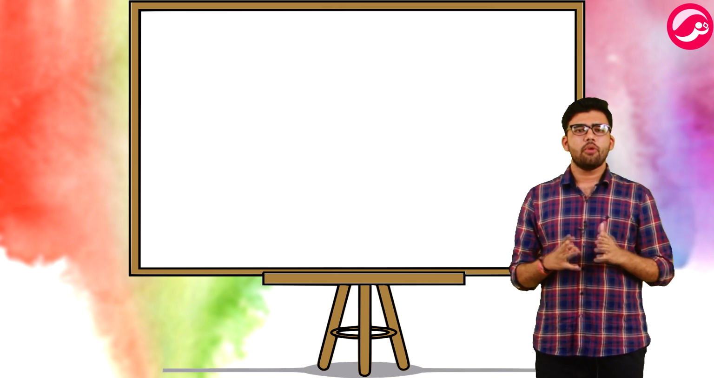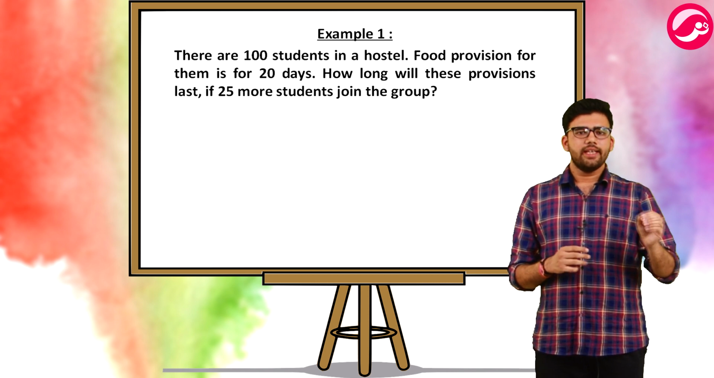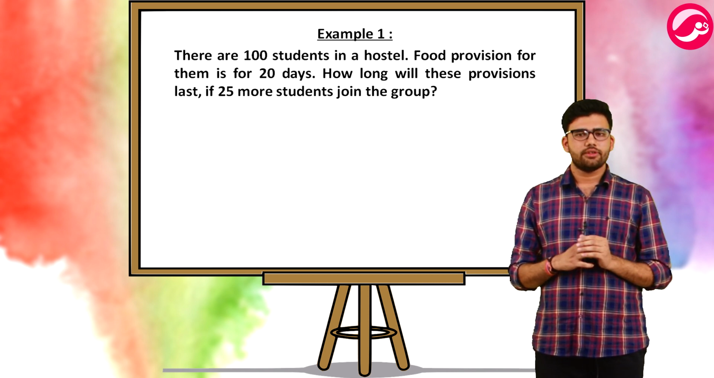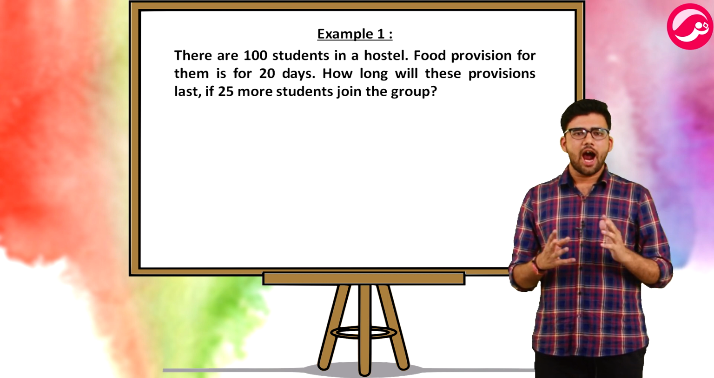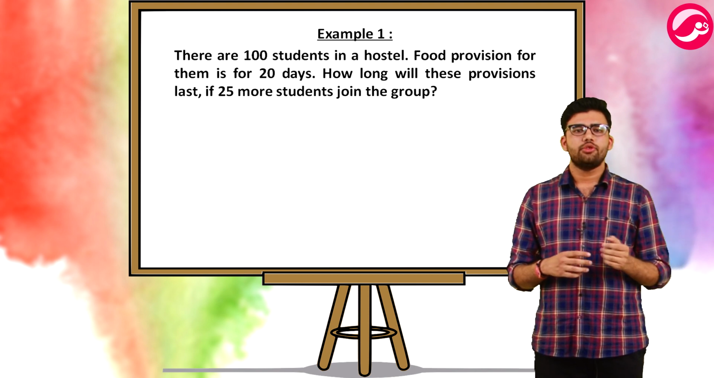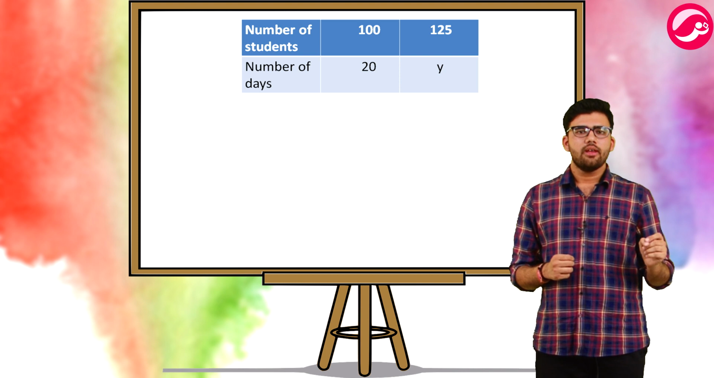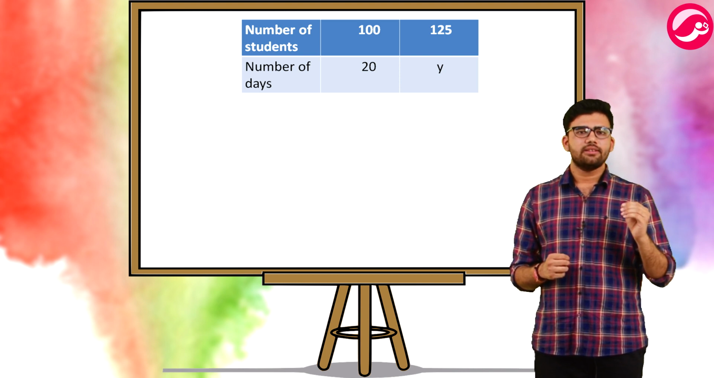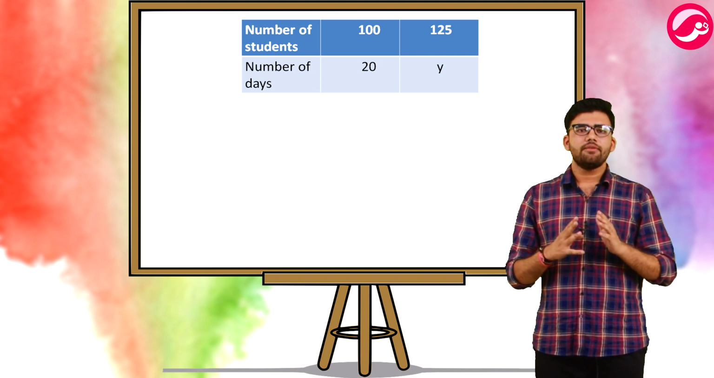Now we will see some more examples of inverse proportion. Example 1. There are 100 students in a hostel. Food provisions for them is for 20 days. How long will these provisions last if 25 more students join that group? The solution will be as follows. Suppose the provision lasts for y days when the number of students is 125. We have the following table.